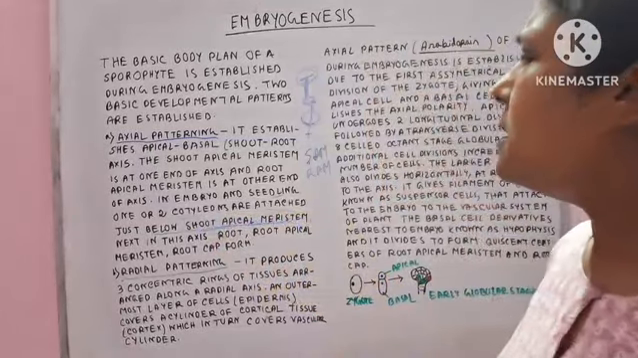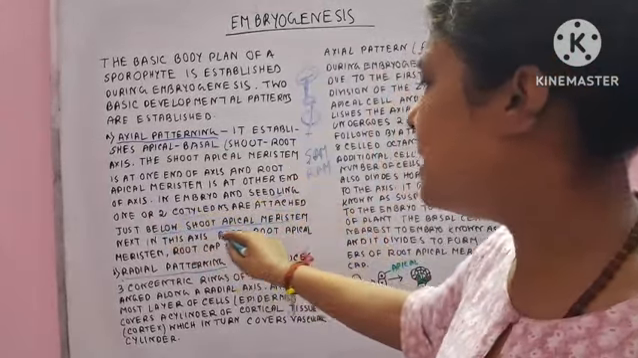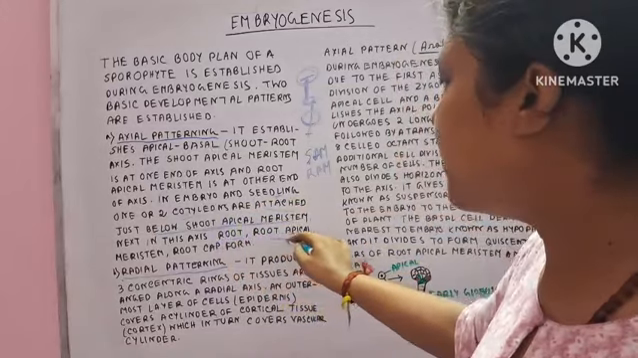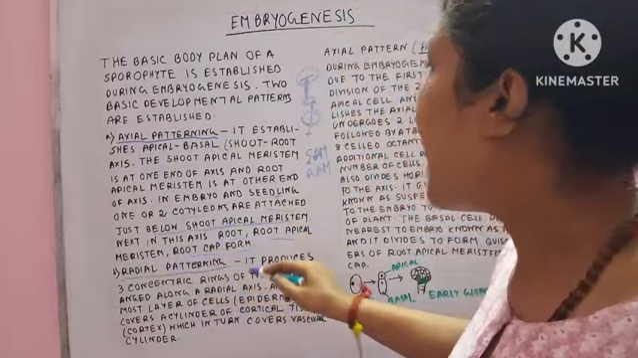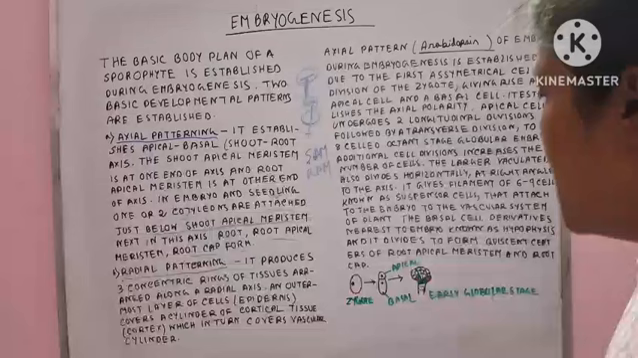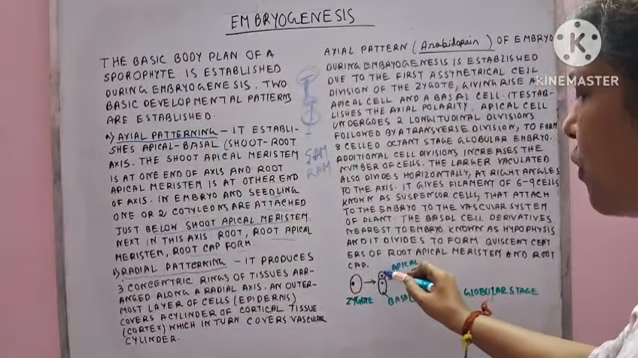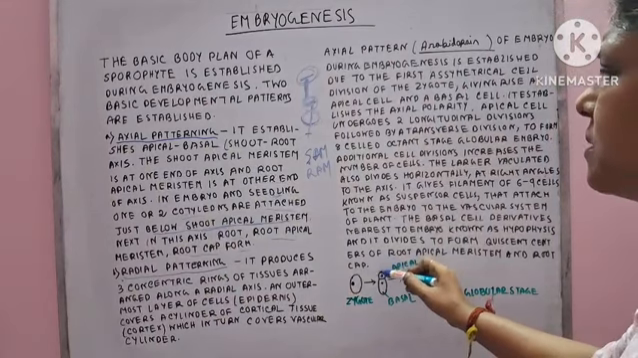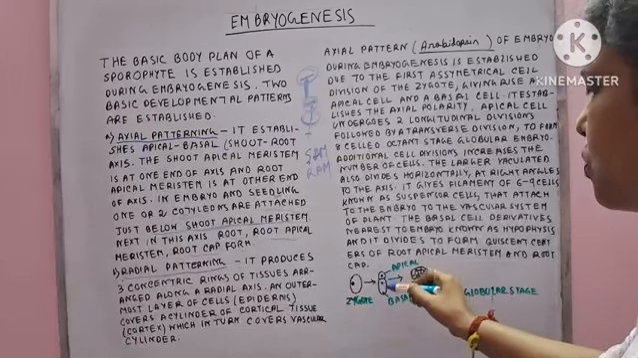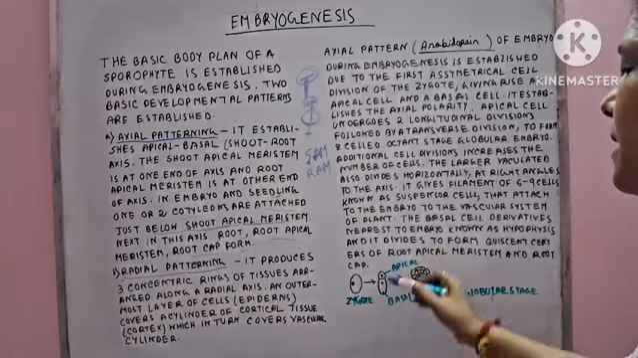Clear? First the shoot apical meristem's development is seen, and then the root, the root apical meristem and the root cap form, from where? From the basal part of the axis. So this apical part develops to form the shoot apical meristem and then the stem part, and this basal part is where the root apical meristem and the root cap develop.